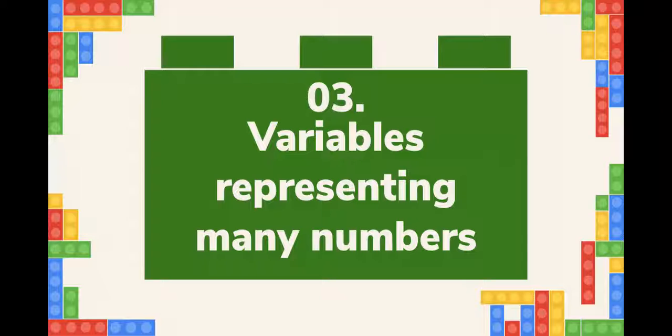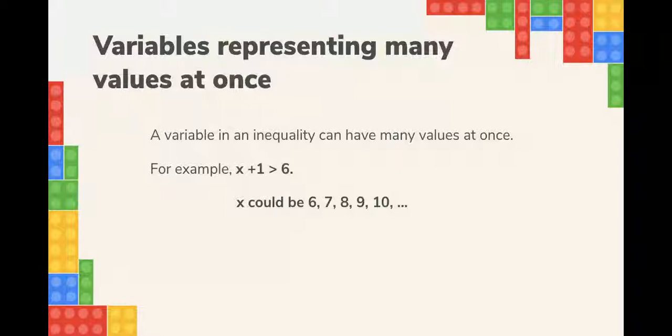A third way we can use variables is to represent many numbers at the same time. A variable in an inequality can have many values at once. For example, x plus 1 is greater than 6. x could be 6, 7, 8, 9, 10, and on. There's an infinite number of values that x could have.